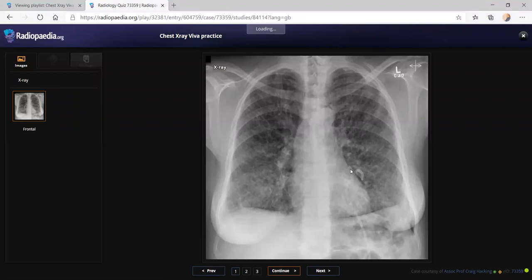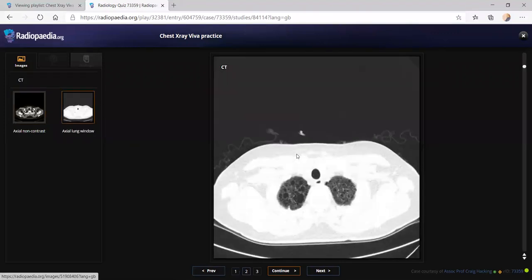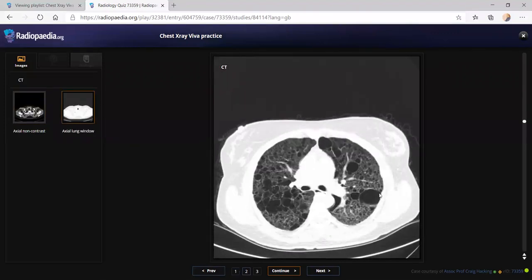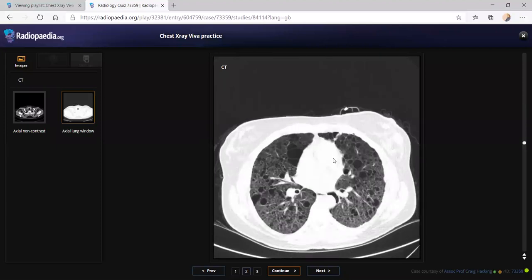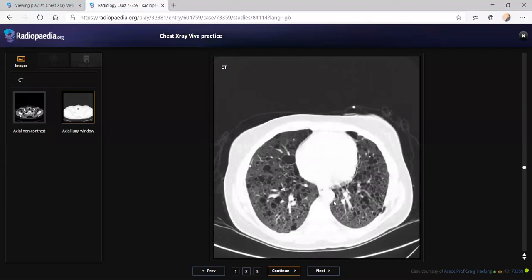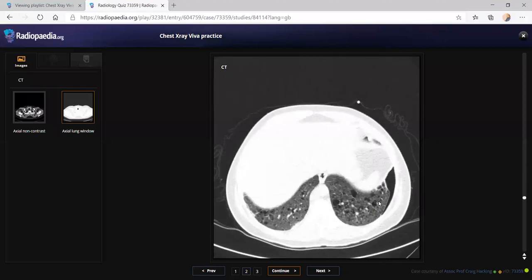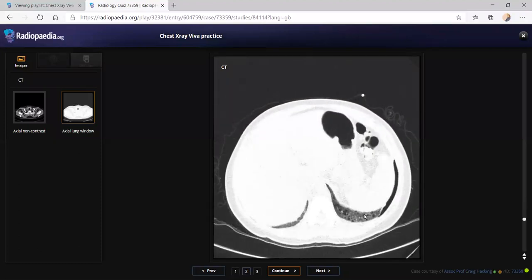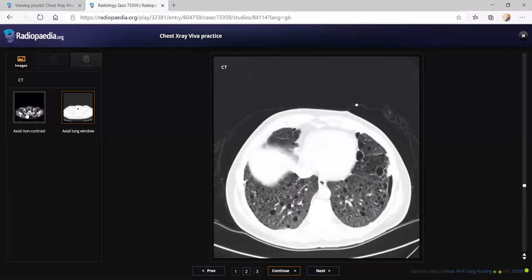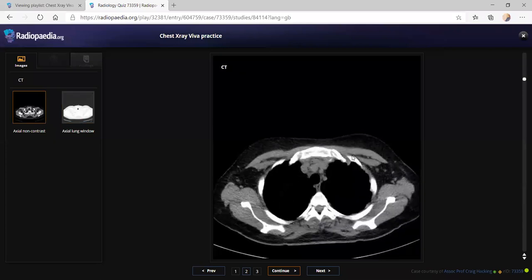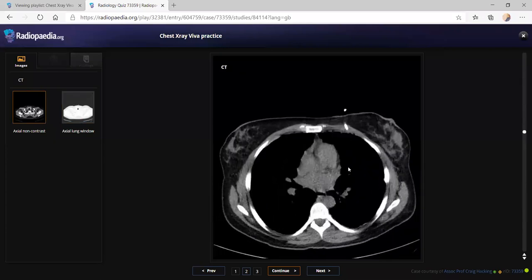Then you will be given the CT and you can tell that my diagnosis in the radiograph is confirmed, with multiple thin walled cysts randomly distributed and there is some remaining pleural effusion. Then you will be given the mediastinal window.